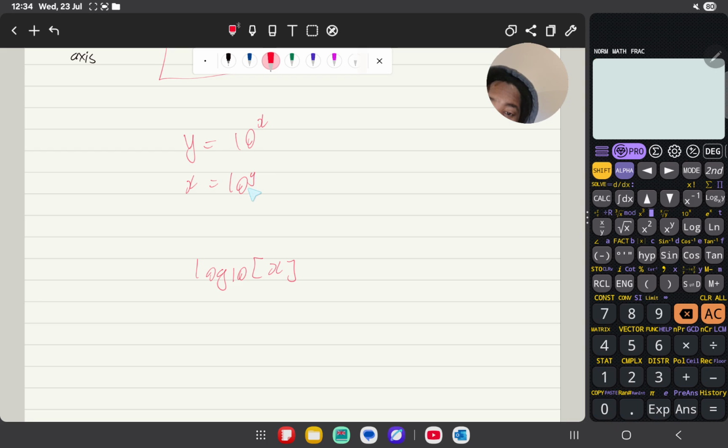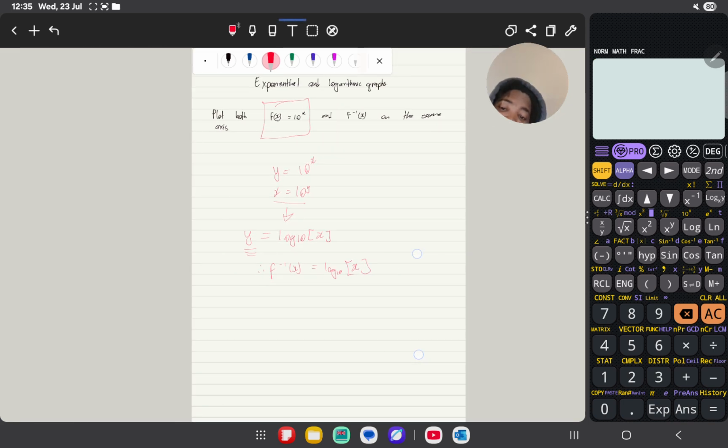So it becomes here, and then your exponent becomes, yeah. So converting this from an exponential into log form, you have something like this, and you have y as the subject of the formula. Then you can say therefore the inverse function is going to be log base 10 of x, right?